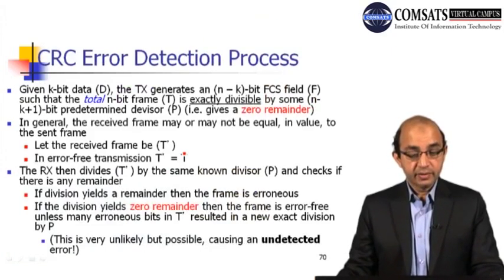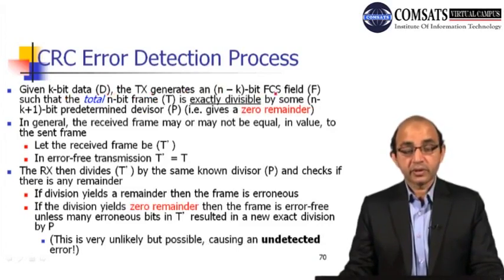So here we have mentioned the error detection process when we talk about CRC. Given k bit data, the transmitter generates an n minus k bit frame checksum field F such that the total n bit frame is exactly divisible by some n minus k plus 1 bit predetermined divisor P, a zero remainder. The received frame may or may not be equal in value to the sent frame. Receive frame be T, and error-free transmission, and that is T bar.